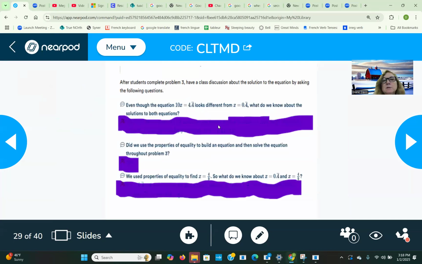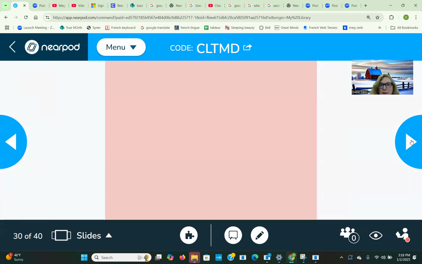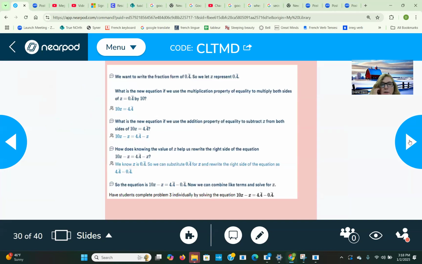Okay, after students complete problem 3, have a class discussion about the solution to the equation by asking the following questions. Even though the equation 10x equals 4.4 looks different, what do we know about the solutions? And we actually already answered. Okay, what do we know? What is the new equation? This is all the same problem here. X equals 0.4 by 10x.